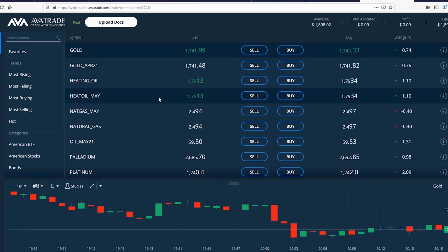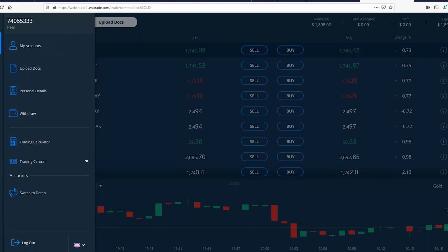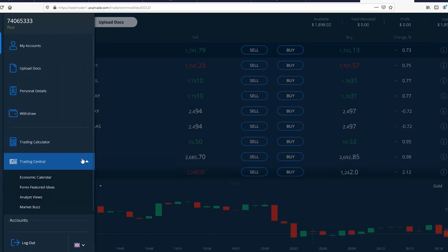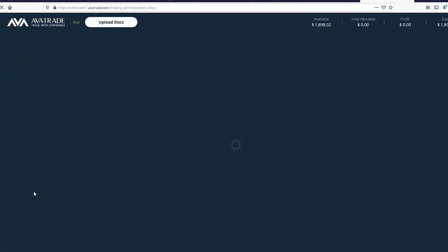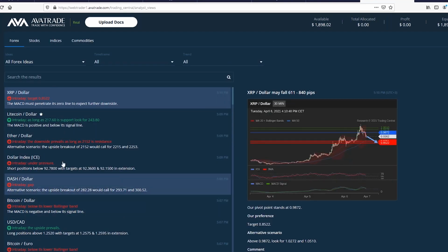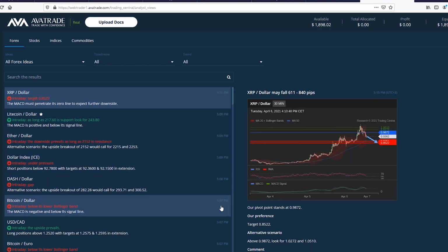Okay, now those of you that maybe want signals for technical analysis, so very easy on the WebTrader platform. You go to the Trading Central. On all live accounts, if you're working on a demo, get yourself a live account. On all live accounts, you have features like analyst views, market buzz. Market buzz is more fundamental news, gives you articles. Analyst views, technical analysis done for you. There it is, time-stamped. These are coming in all day long.